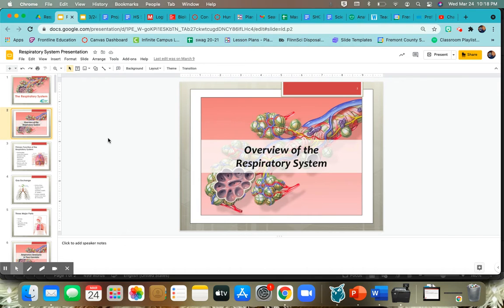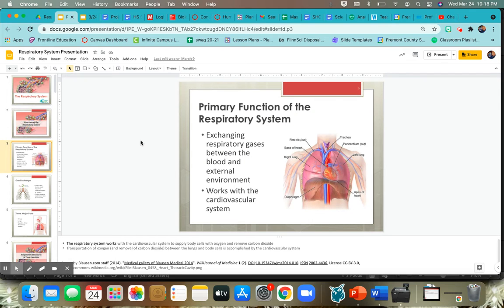Okay. So today we're going to talk about two pieces. We're going to do just a quick overview of the respiratory system, and then we're going to talk about a little bit of structure and function. Okay. So, first, the overview.